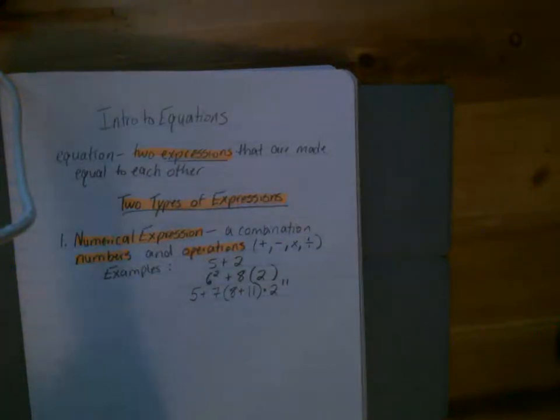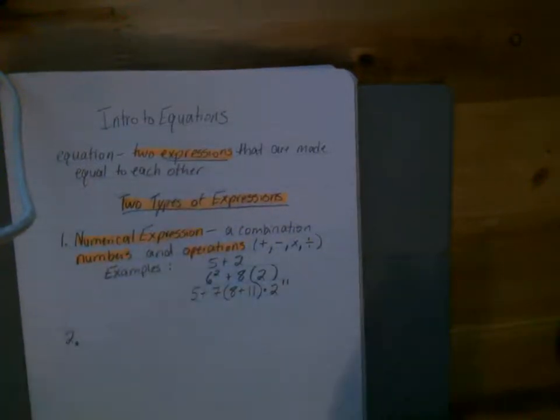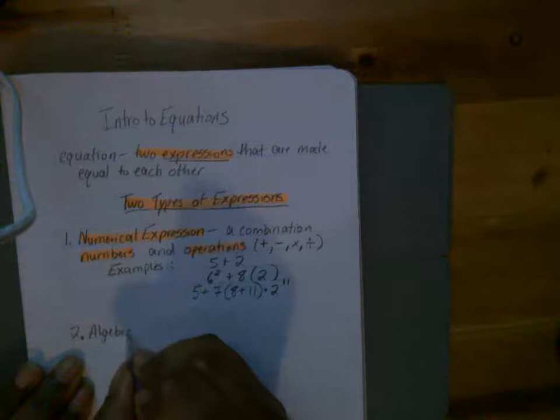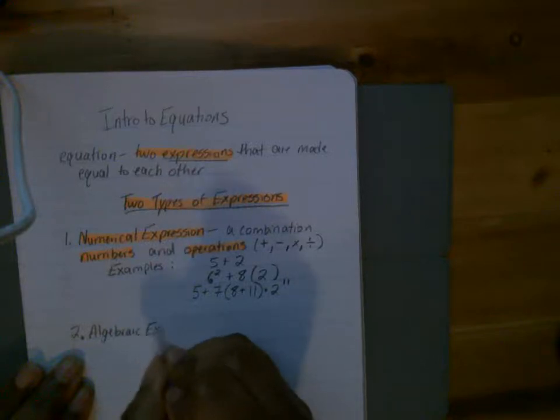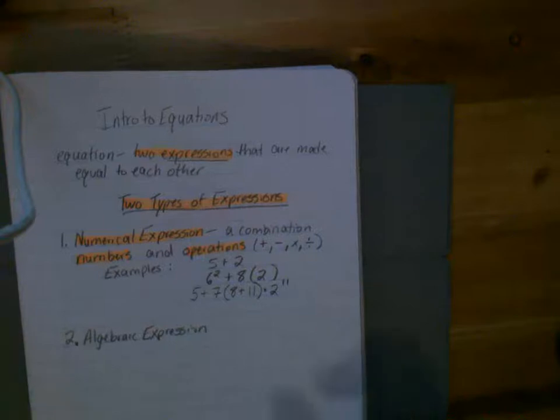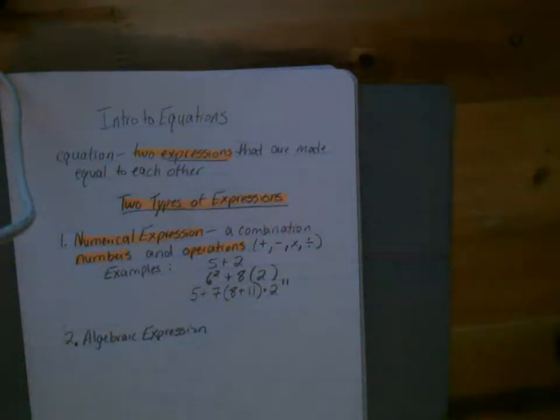The second type of an expression is an algebraic expression. It's an algebraic expression. That's the second type.